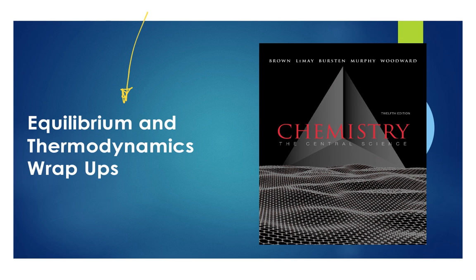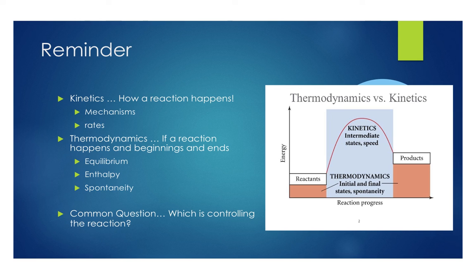You know the drill. All right, so we've had this graphic up throughout the entire unit, reminding us that thermodynamics tells us about the beginnings and the ends of a reaction. Kinetics tells us about what happens in between. So when we think about this, a common question that chemists will ask is which is controlling, or which is dominating how the reaction proceeds? Is it the thermodynamics or the kinetics?